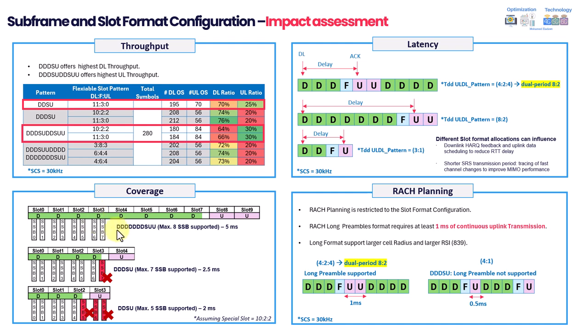The third part is about the coverage. As you can see in the coverage here, I'm giving 3 different slot format and slot assignment configurations. As you can see here, in the first one, I'm assuming you have 8 to 2. So we have 7 slots for downlink, then 1 mixed between uplink and downlink. As you know, the SSB uses 4 symbols, right? And we support up to 8 SSBs being transmitted for SSB beam sweeping.